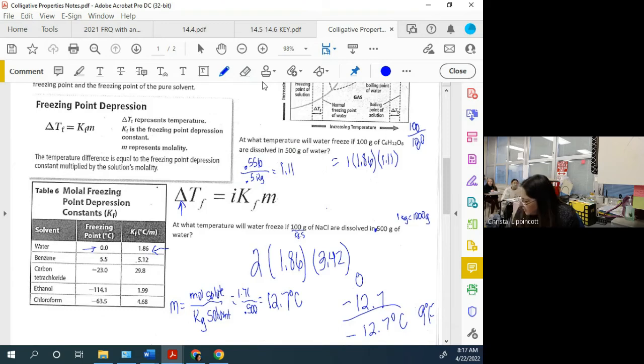So I've got to multiply that by 1.86, and that ends up being 2.07. Then I'm going to take that from 0. So 0 minus 2.07 is negative 2.07, and that is my answer. That would be degrees Celsius. That's going to be the new freezing point for water. The last one we can just keep in Celsius.